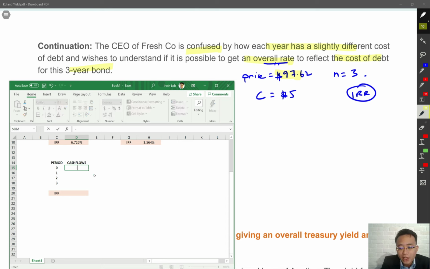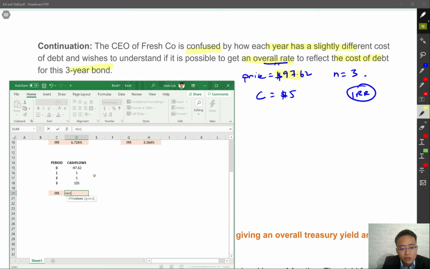How much do you buy the bond for? The price is 97.62. What will you get once you invest 97.62? Once you have bought the bond, what will you get? $5 coupon at the end of the year, or at the end of 3 years, 105. Right? $100 plus 5. And here I have all my cash flows.